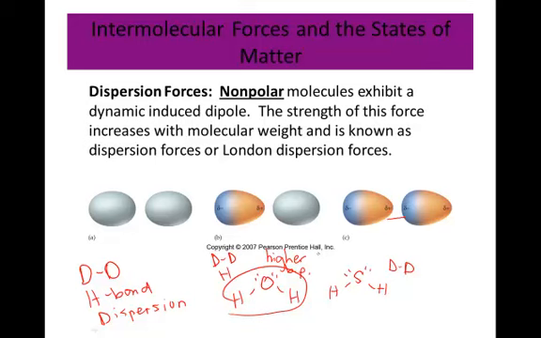So by looking at what kind of forces we have, we can tell a lot about the properties of that molecule. So that is a short video talking about intermolecular forces.